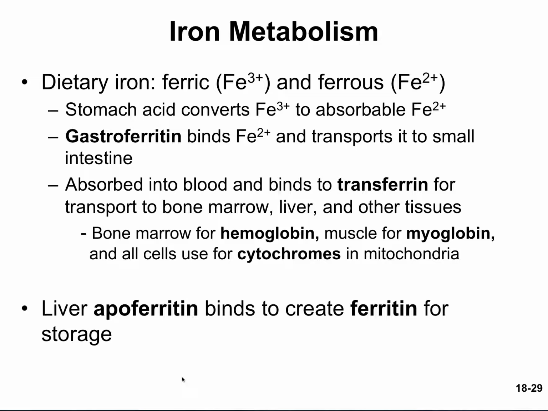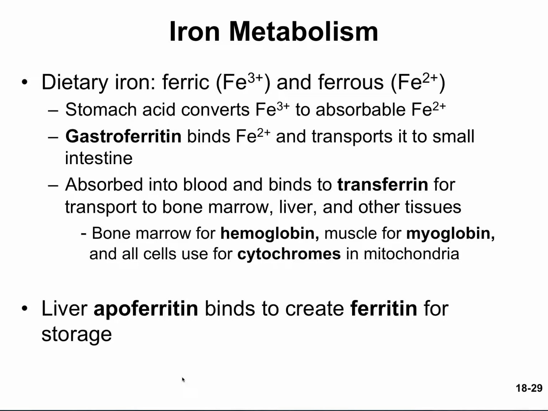Iron metabolism. There are 2 types, ferric, Fe3+, and ferrous, Fe2+. The stomach acid converts Fe3+ to absorbable Fe2+. Gastroferritin binds the Fe2+ and transports it to the small intestine. It's absorbed into blood and binds to transferrin for transport to bone marrow, liver, and other tissues. In the bone marrow, it's used for hemoglobin, in muscle for myoglobin, and all cells use it for cytochromes in mitochondria. In the liver, apoferritin binds it to create ferritin for storage.